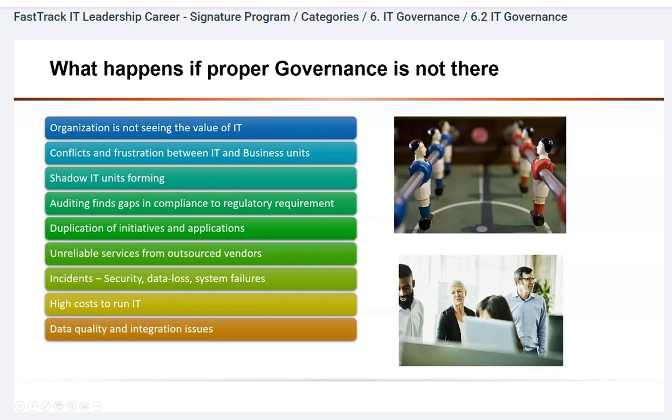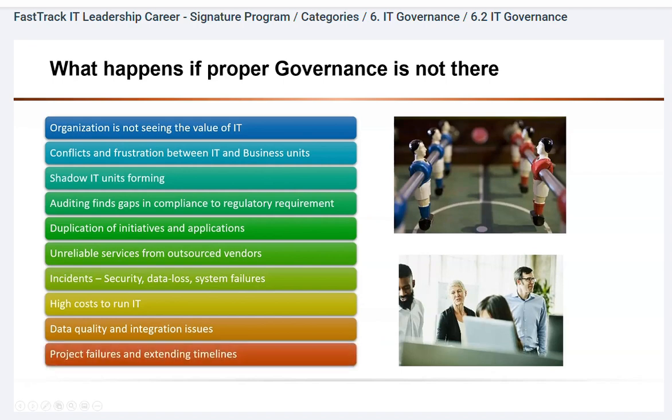And data quality and integration issues. Business runs on data. It needs data to understand how the business is going, how to make decisions for the future plans. It depends on data. So if data quality and integration issues between the applications are there, then business cannot make proper decisions and act on them. So lack of governance might cause data quality issues or application integration issues, which again disrupts business.